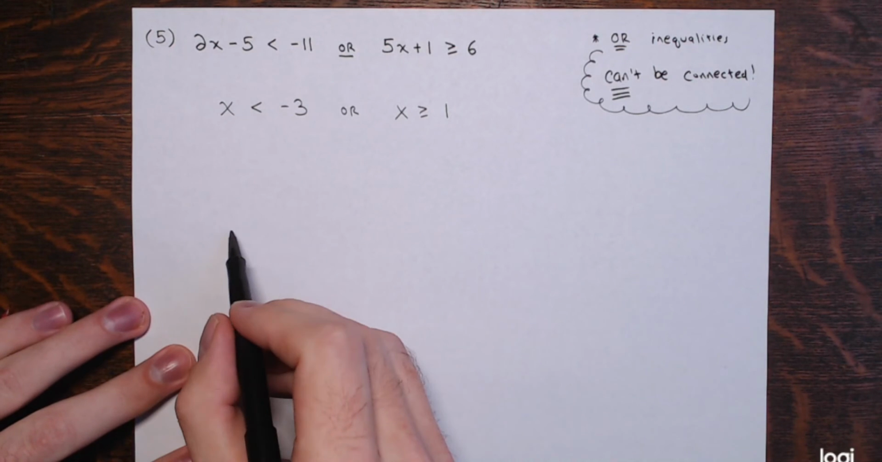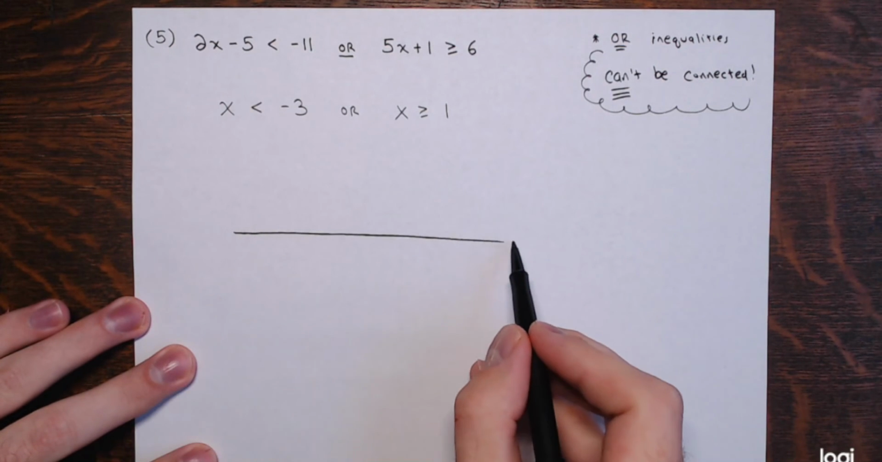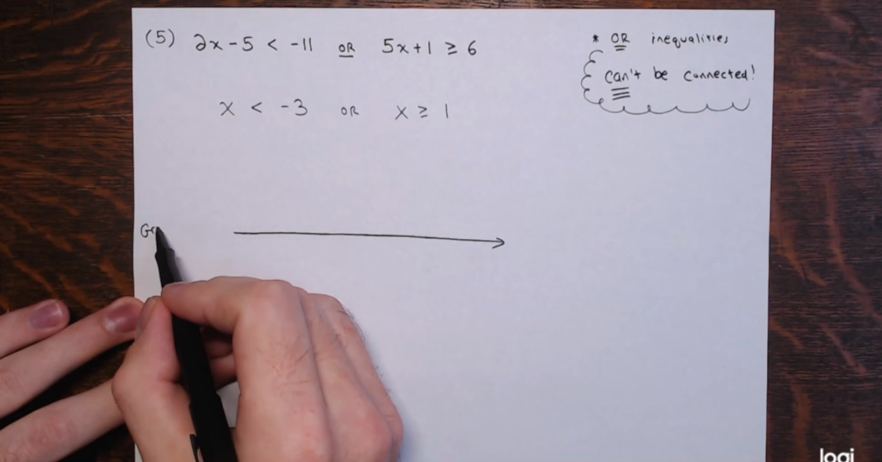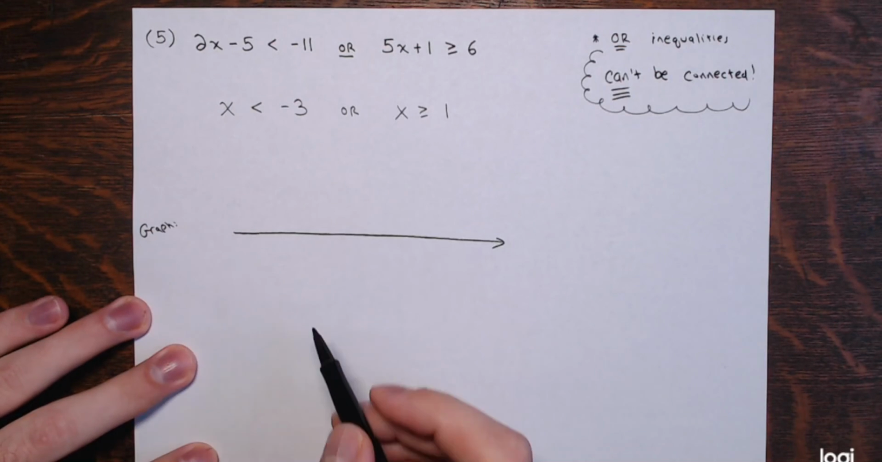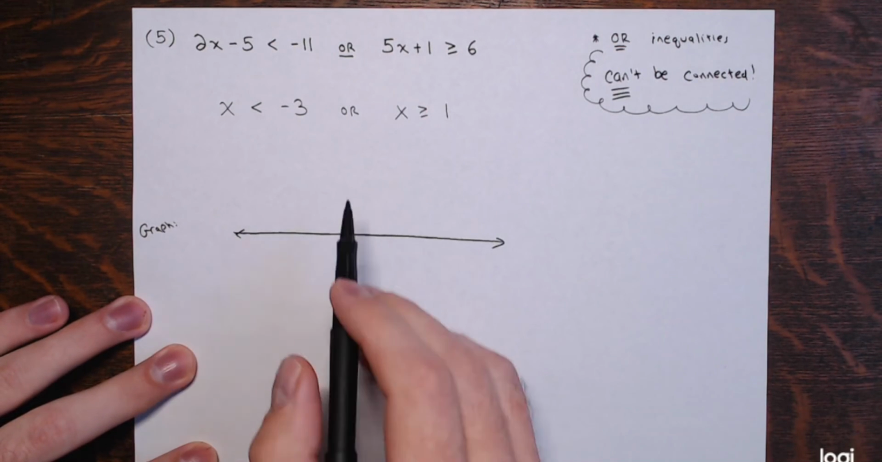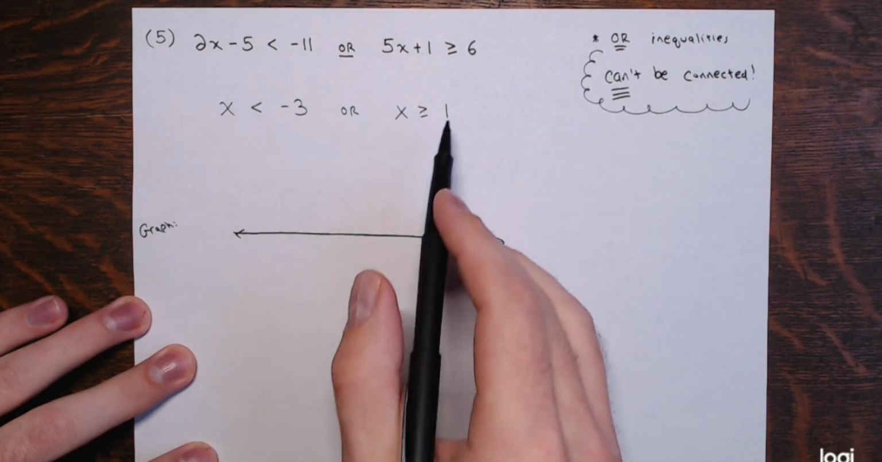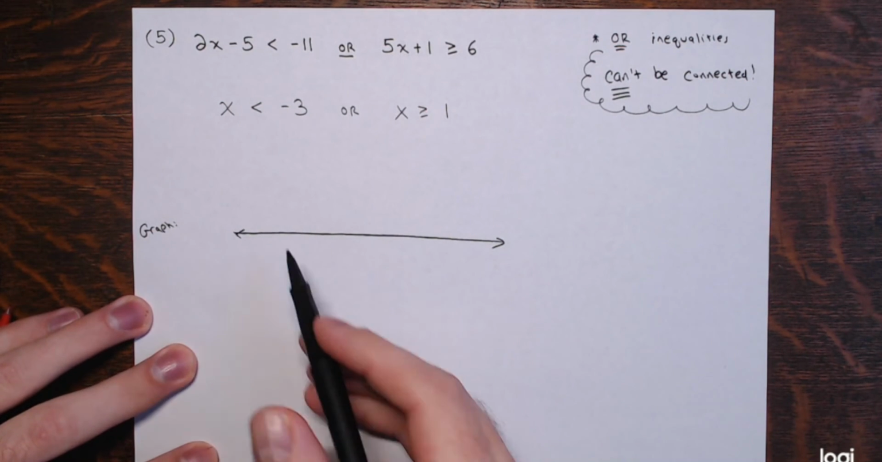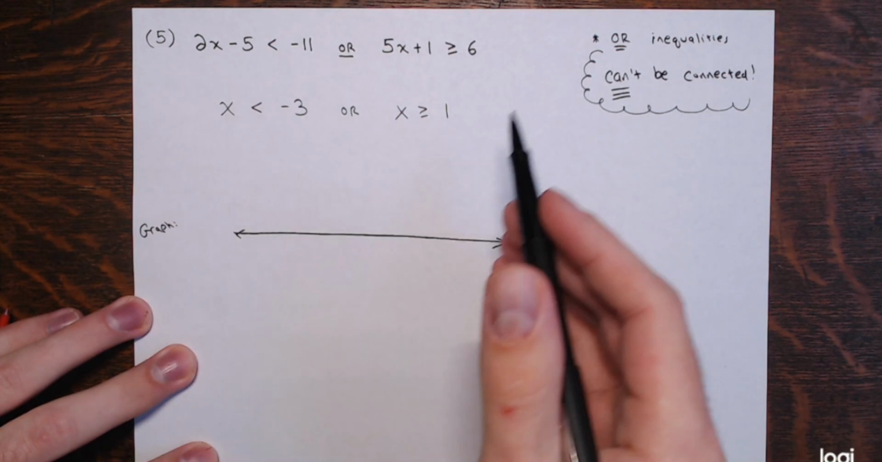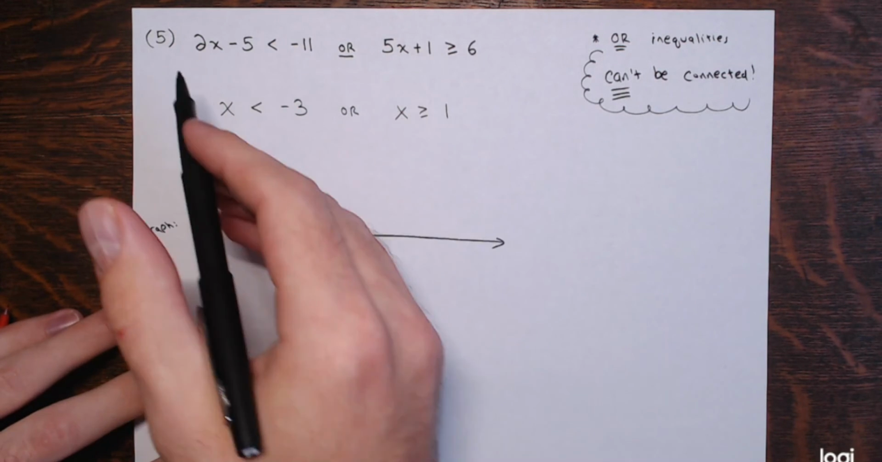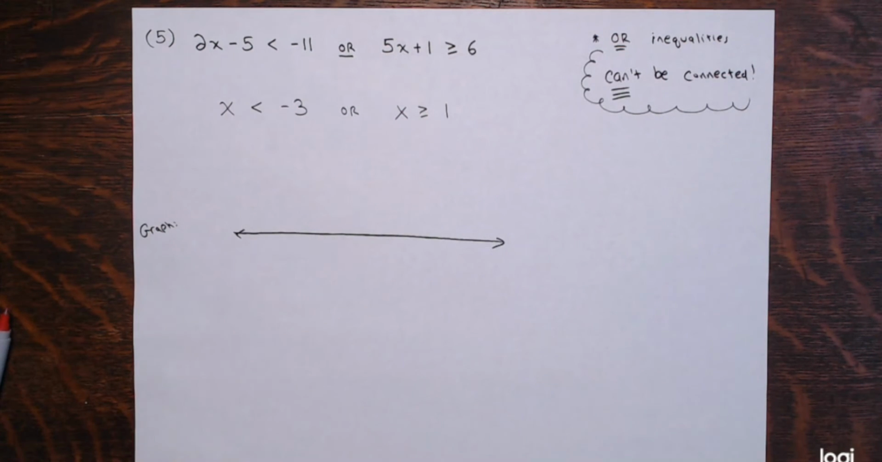So there's no real rough graph I'm going to make here, just doing a graph. We're not looking for overlap anymore, right? For OR inequalities, you just graph them. These numbers are solutions of the whole thing. These numbers are also solutions of the whole thing, right? OR inequalities are very, very loose, very inclusive.